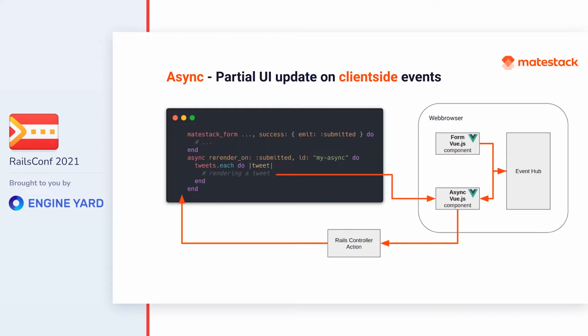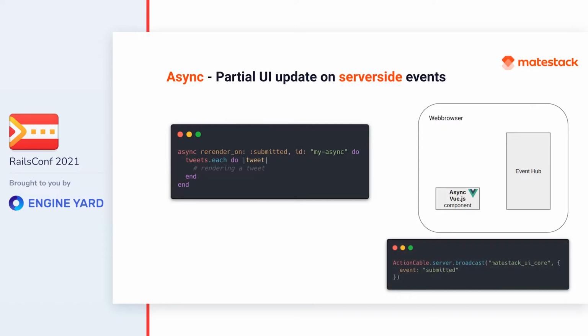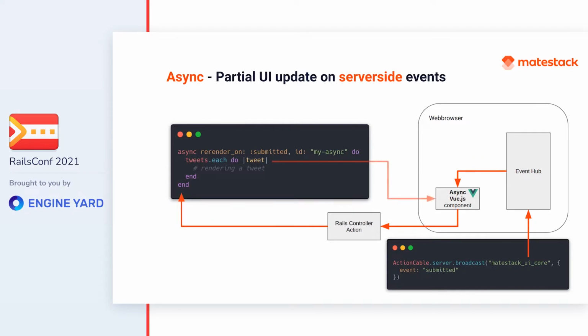That re-rendering was based on a client-side event coming from the form. But in the demo, we saw synced web clients. How does that work? The good news is, Async doesn't care where the event is coming from. Thanks to a super simple Action Cable integration, events can be broadcast from the server to all connected web clients and there passed through to MateStack's event hub. And then the Async components on all connected web clients are doing their thing, requesting a new version at the Rails controller action, re-rendering, and sending back only the relevant part.